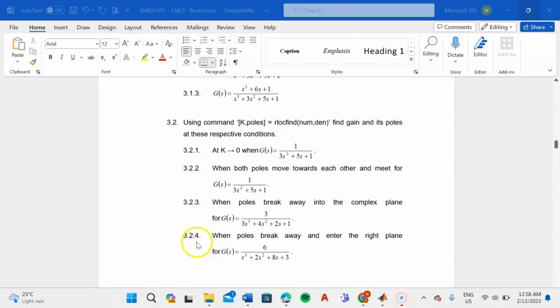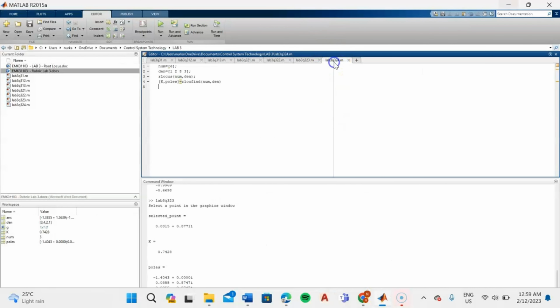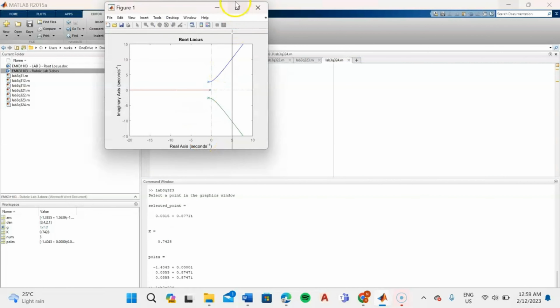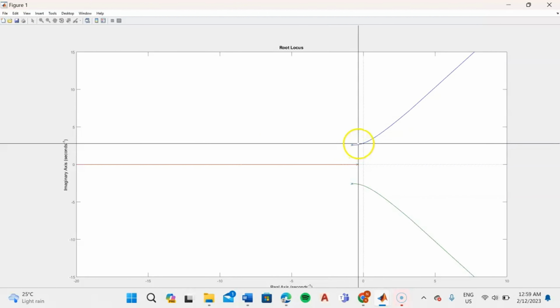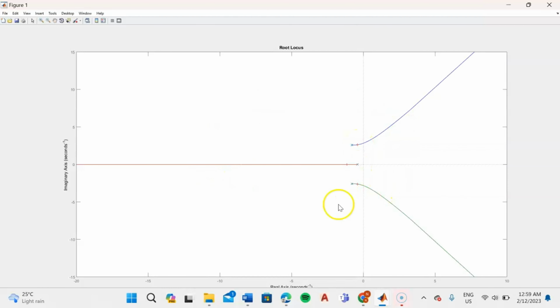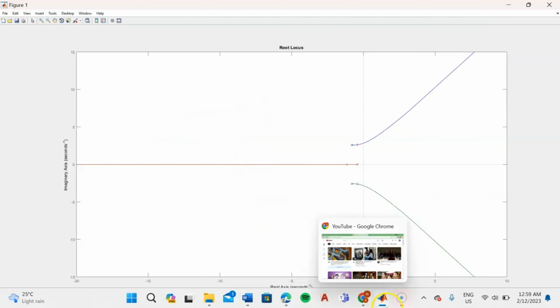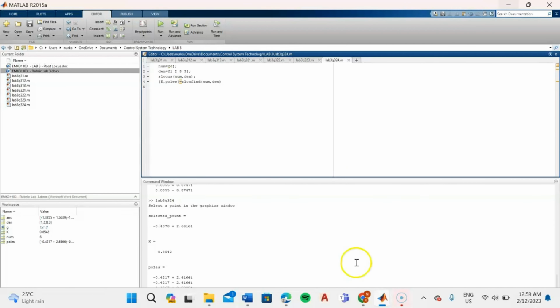Next questions 3.2.4. When poles break away and enter the right plane for this question, which is numerator value is 6, denominator value 1, 2, 8, and 3. Okay. Run the circuits, and then you need to click in here. Okay, this is the final results that I get for questions 3.2.4.